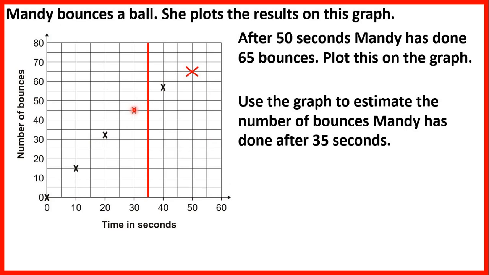So imagine if this was a line graph, it would cross the line that we've drawn at about this point here. So if we drew a line between this point and this point, it would cross at about this point. So if we look across, we can see that that's around 50 bounces.